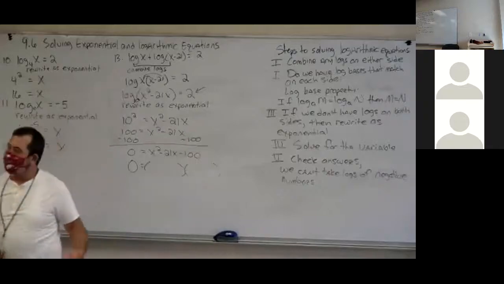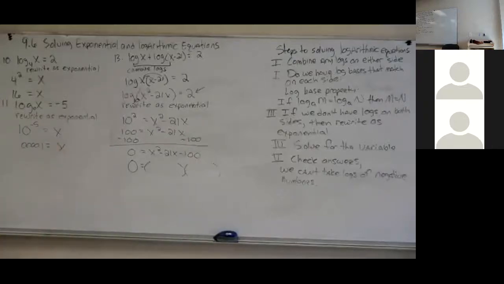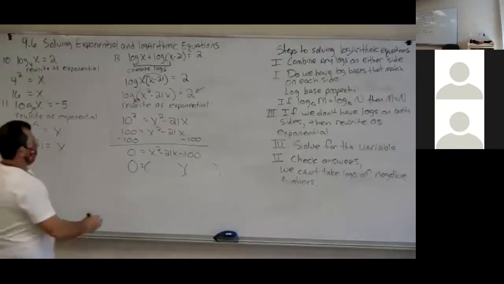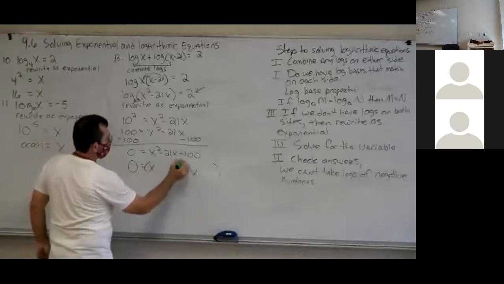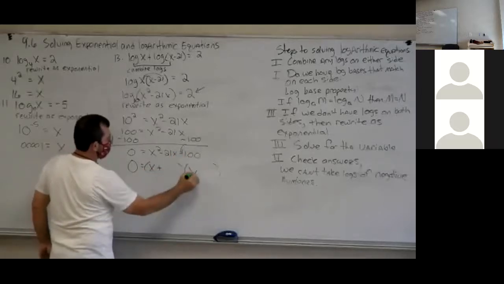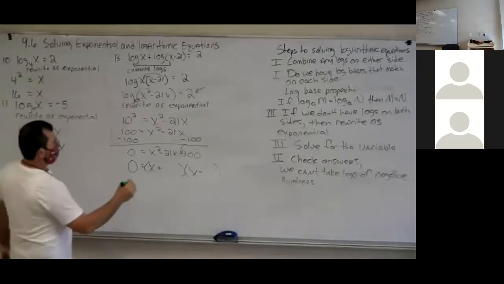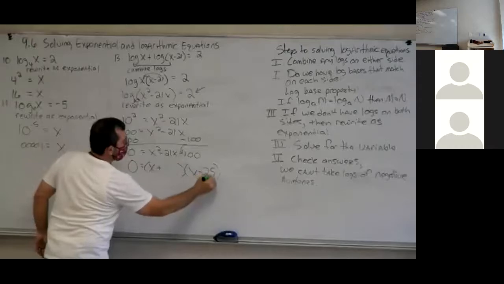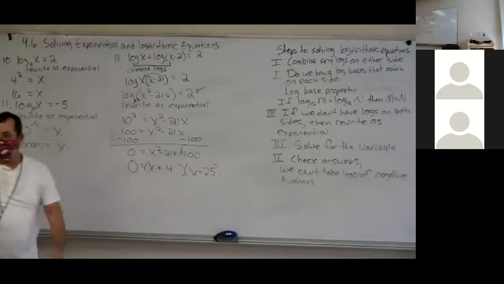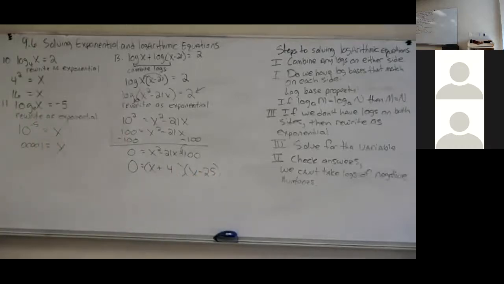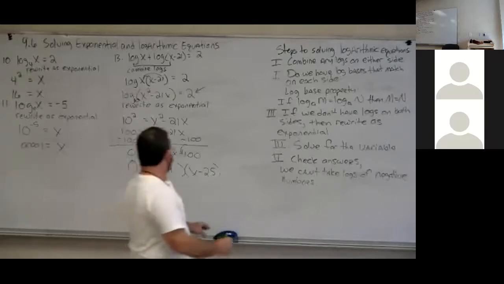Or if you don't like factoring, hit it with the quad. Quad will give you two answers, okay? So I got an x and an x. That's negative, so you got a positive and a negative. Factors of 100 that'll give me 21 would be 25 and 4. But remember, I've got to set both of them equal to 0 to solve them.